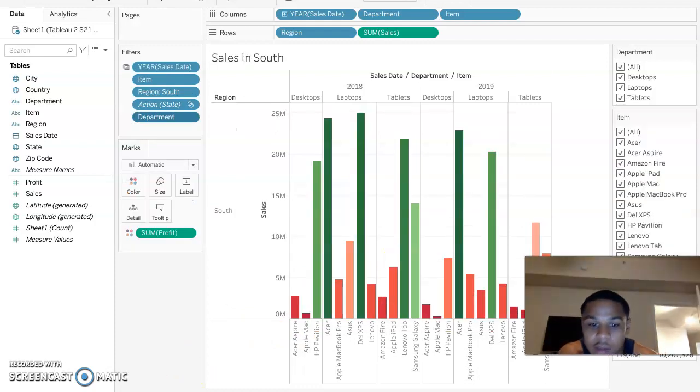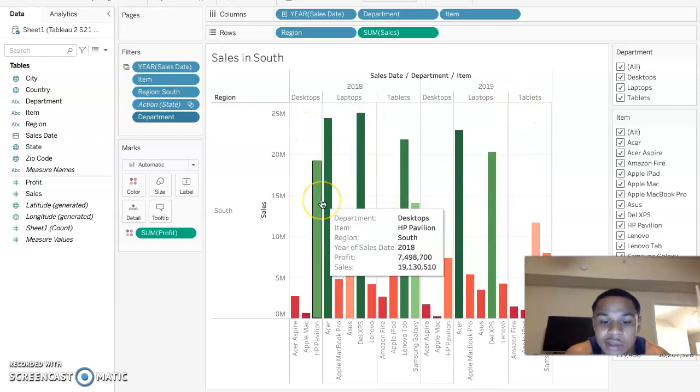So then we went over here in the second worksheet and created the sales in the South worksheet, just looking deeper into the South and what was going on. And we can see that desktops and tablets greatly decreased from 2018 to 2019.